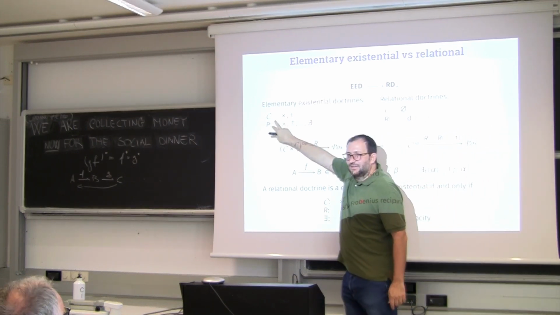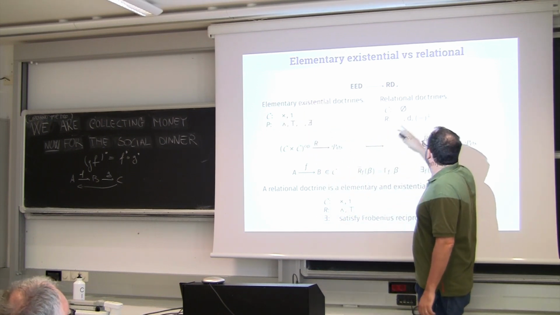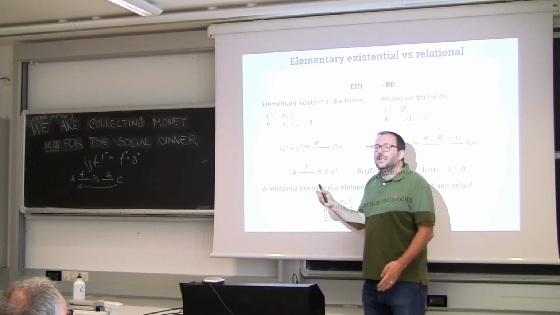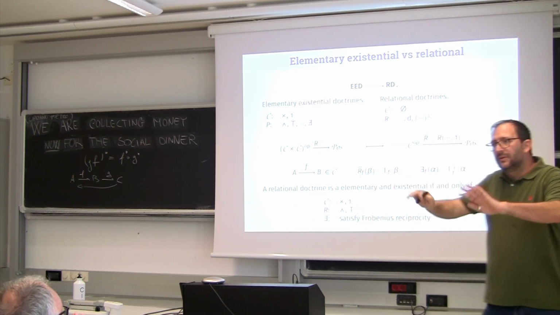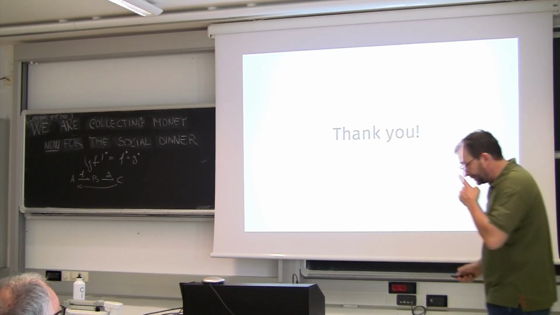The doctrines that they use have products in the base, relational doctrines don't, but relational doctrines always have left adjoints, while elementary doctrines need not have. So there are different things if we stay to the minimal, to the ground. Okay, so this is it.